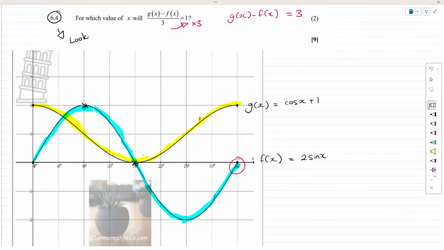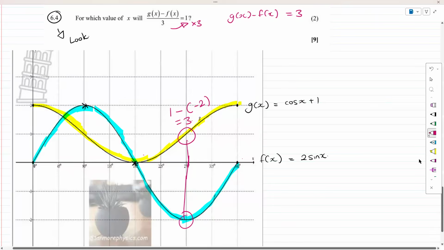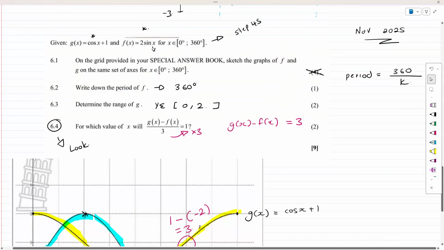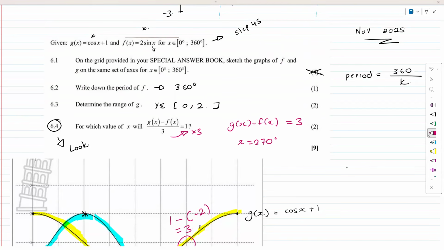But guys, when we start to look at this value, we see 270. Now it changes, because at 270, we got a value of 1 minus minus 2, which equals 3. And that's all there is to this part. So the answer is x equals 270. And yeah, that's all there is to this question.